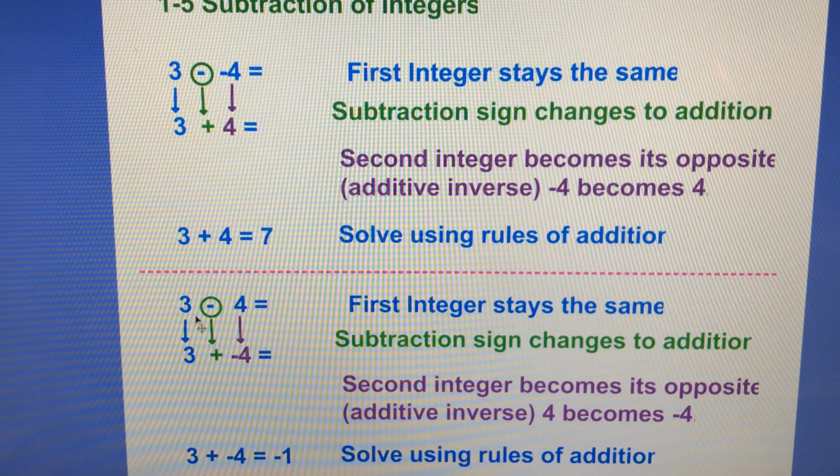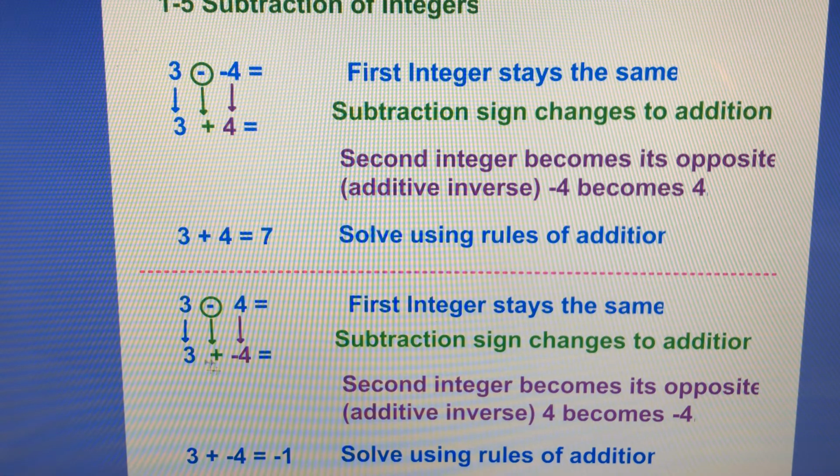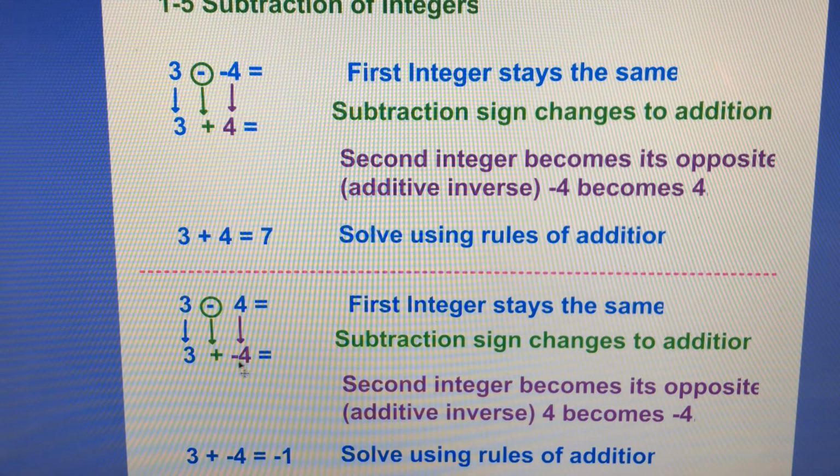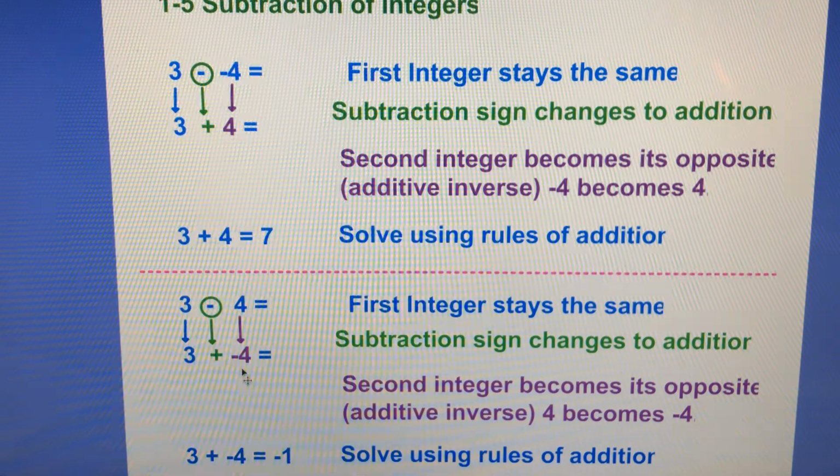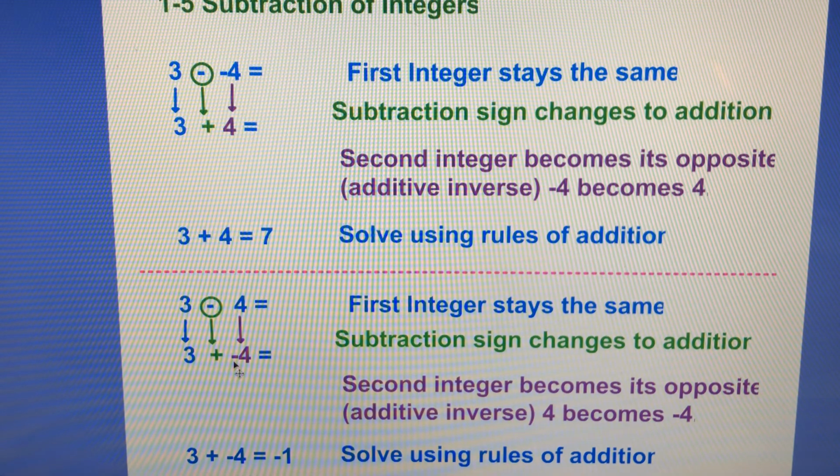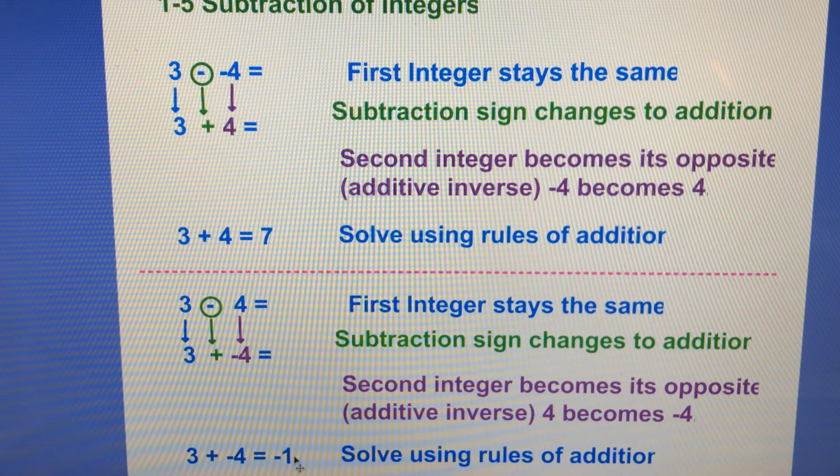Let's try another one. My first integer stays the same. Subtraction changes to addition, and 4 becomes a negative 4. And now I use rules of addition. 3 plus a negative 4. Well, 4 is a larger digit. The difference between 3 and 4 is 1. 4 is a larger digit. I use negative in my solution.